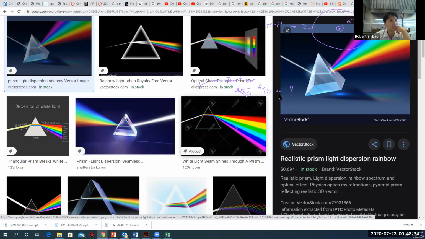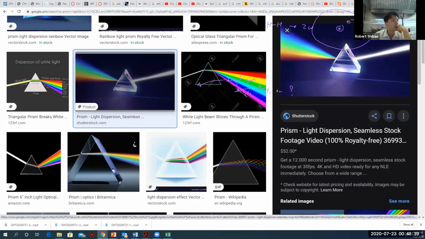Here, although this is kind of weird. This one's going this way. It's going another way. Let's get a real one. Do we have a real one?